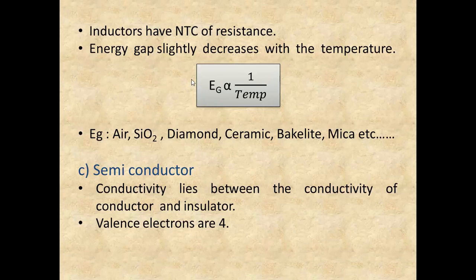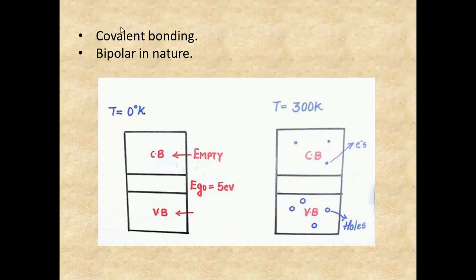Third is the semiconductor. A semiconductor is a device whose conductivity lies between the conductivity of a conductor and an insulator. Valence electrons are 4, and one speciality about this is it has covalent bonding, and it is bipolar in nature. Bipolar means the current which flows through the semiconductor is because of electrons and holes both. So when we talk about both electron and hole, it's bipolar.